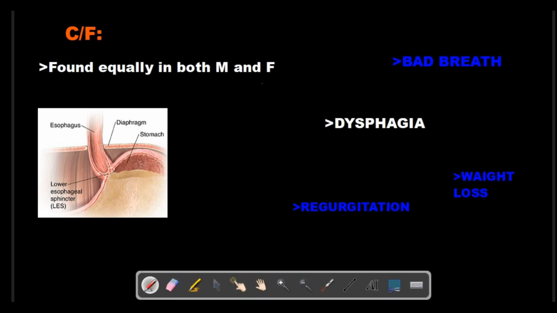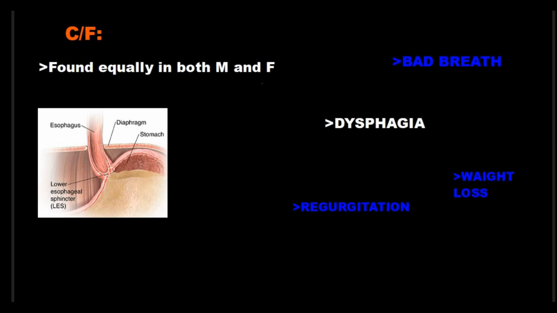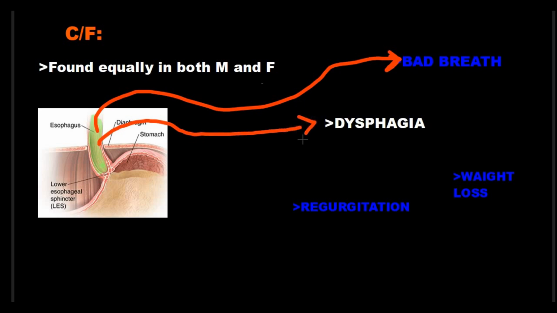Clinical features. Now, due to a really tightly closed lower esophageal sphincter, there's actually accumulation of food and water in the esophagus, which can end up rotting and result in bad smell. Along with that, there can also be difficulty in swallowing, which results in dysphagia. And due to dysphagia, we might not be able to eat well, and that could result in weight loss. And there's also a risk of regurgitation.